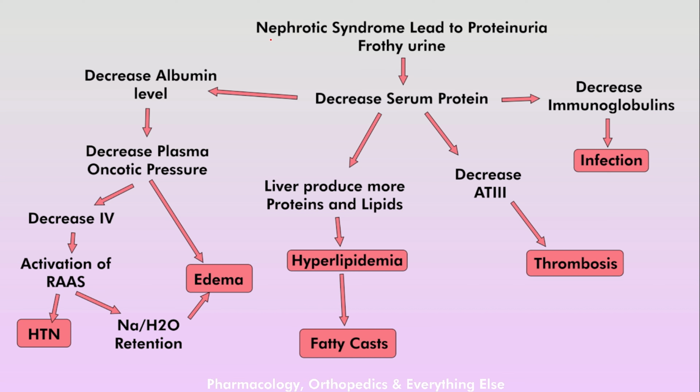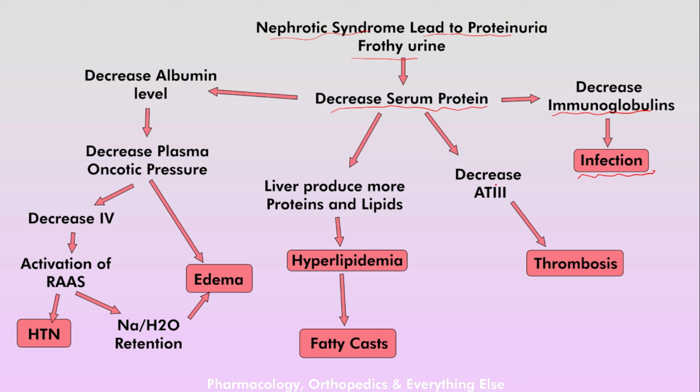So the nephrotic syndrome leads to proteinuria, which is also frothy urine. And because of the protein lost in urine, this would lead to decreased serum protein. And one of the proteins lost is the immunoglobulins. So their levels would decrease. And remember that those immunoglobulins are related to immunity. So when their levels decrease, this would make the person more susceptible to infections.